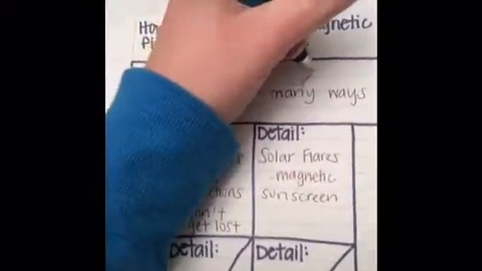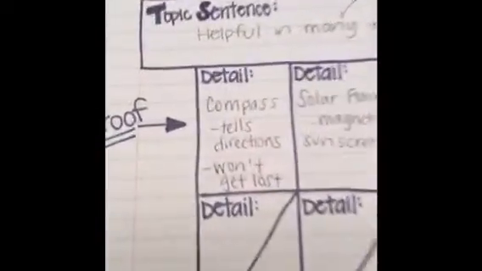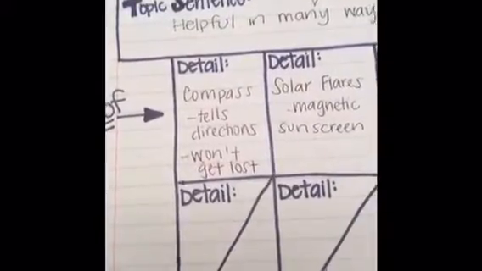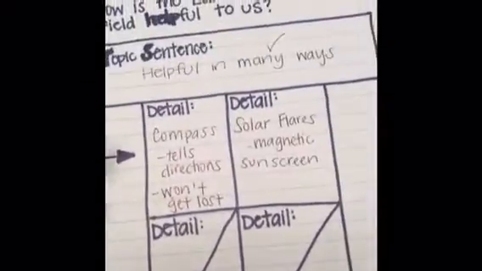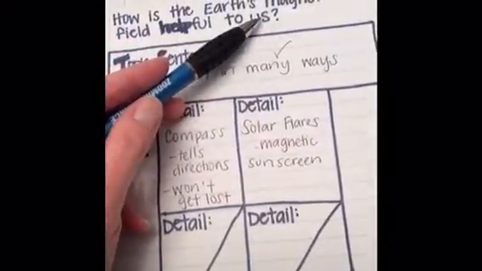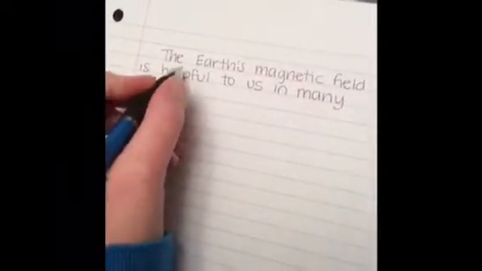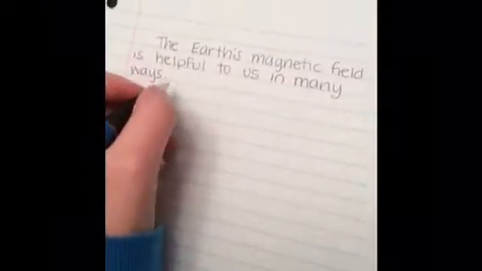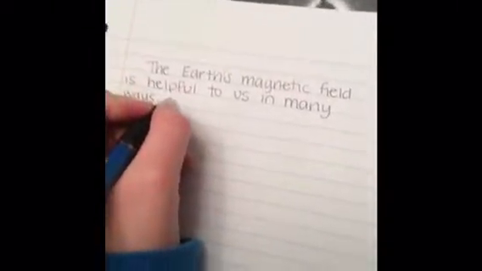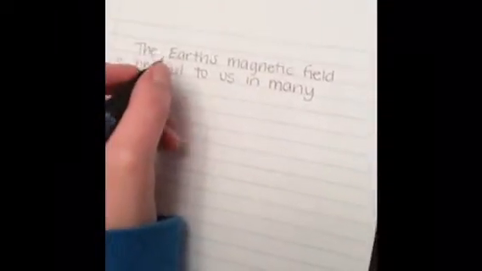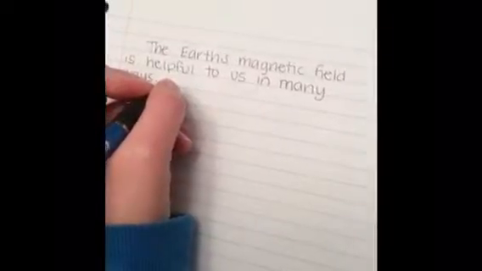Now I'm going to check off that box because I have given my topic sentence, and I'm going to move to my first detail, which is about a compass. A compass tells us the direction so we don't get lost, but I have to relate back to how that's helpful and how it uses the Earth's magnetic field. Because this is just one paragraph, I'm going to start my next sentence right here because it's still part of the details that go with my topic. And I'm going to say, the Earth's magnetic field allows us to use a compass. And why is that? Because that field forces the needle to always point north.